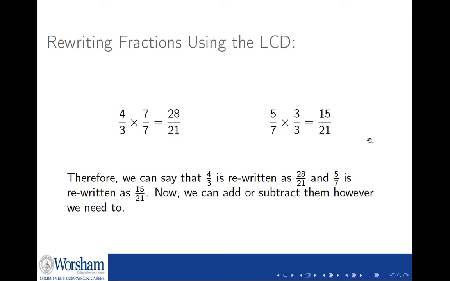So if you wanted to add them, just to take it a step further, you would keep the same denominator and just add your numerators. So 28 plus 15, well, that should give you 43 over 21. All right. So, like I said, that's going to be for our next lesson. But in order to do any kind of addition or subtraction on 4 over 3 and 5 over 7, you have to rewrite them using the same denominators. And this is the process we can go about finding the LCD.